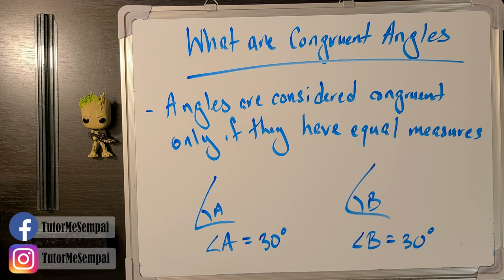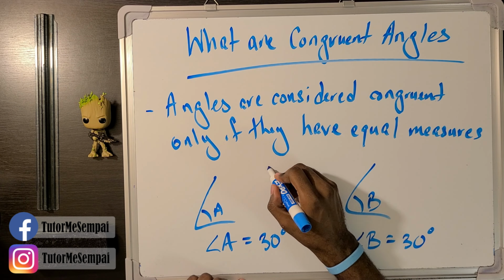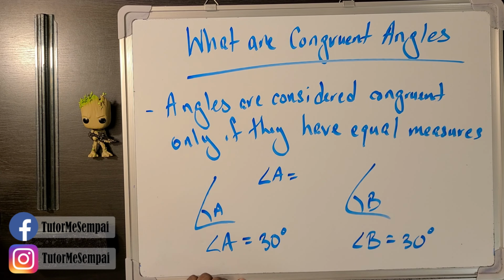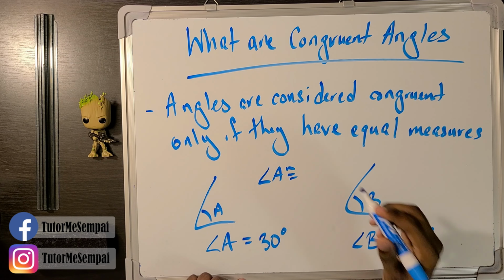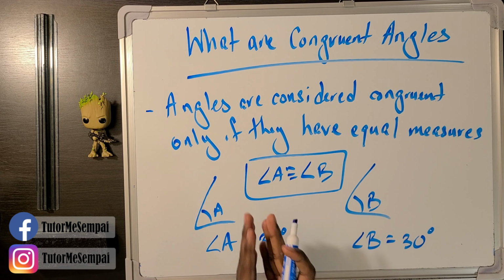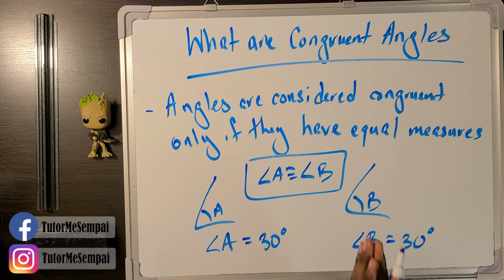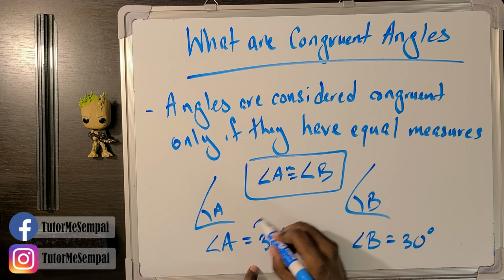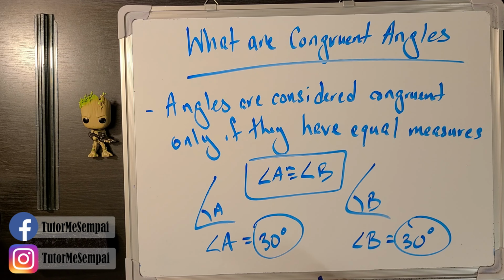And there's special notation for that. You would simply write angle A, the equal sign with a squiggly on top, angle B. This denotes that angle A is congruent to angle B. So once again, two angles are considered to be congruent only if they have equal measure. If the measures are not equal, they are not congruent. Let's look at a few examples to drive this point home.